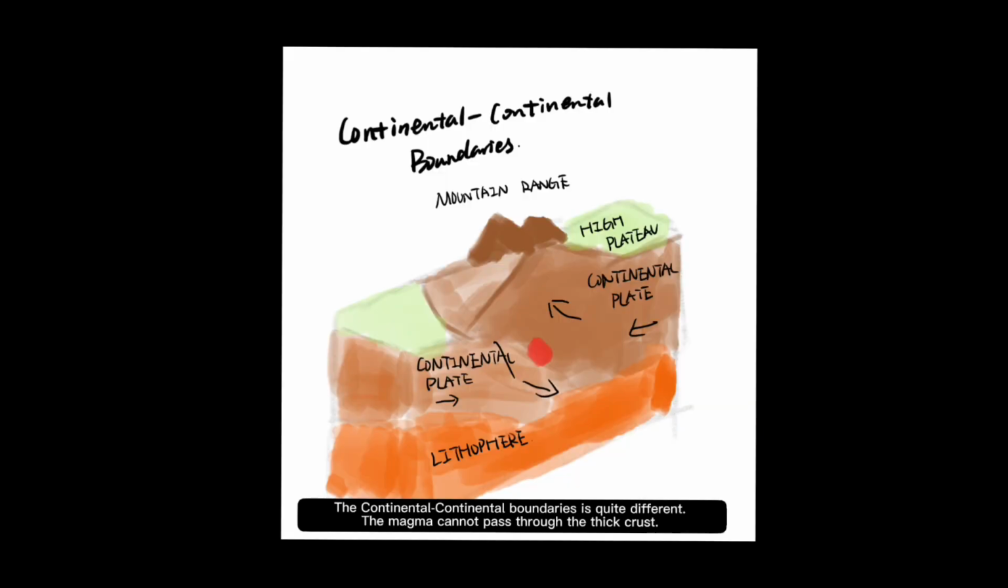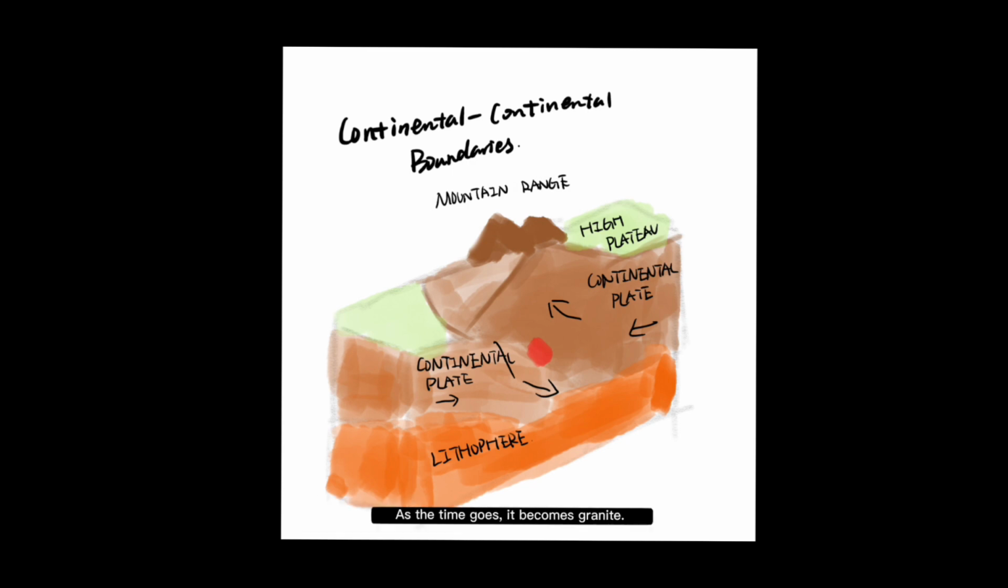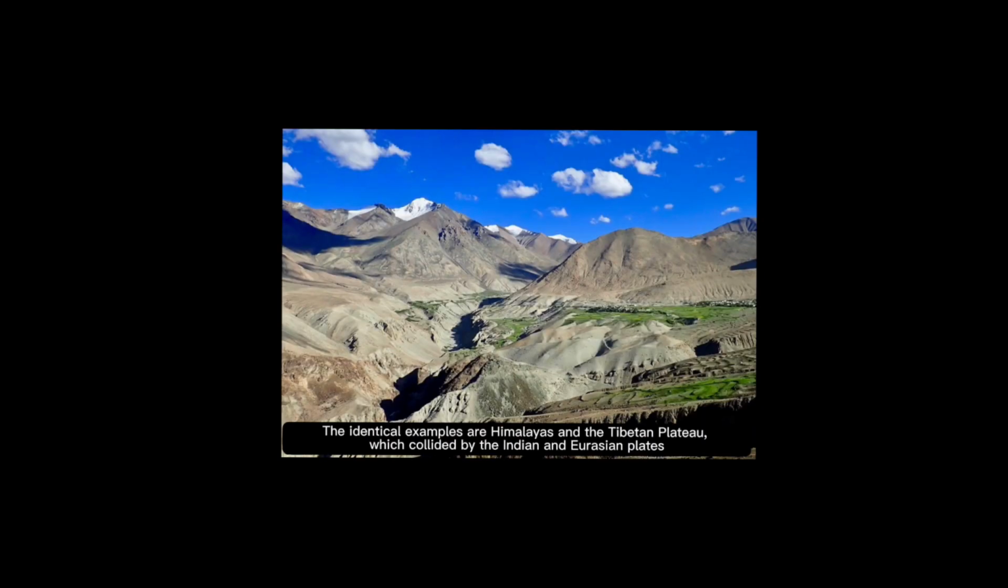Continental boundaries is quite different. The magma cannot pass through the thick crust. As time goes on, it becomes granite. The identical examples are the Himalayas and Tibetan Plateau, which were formed by the collision of the Indian and Eurasian plates.